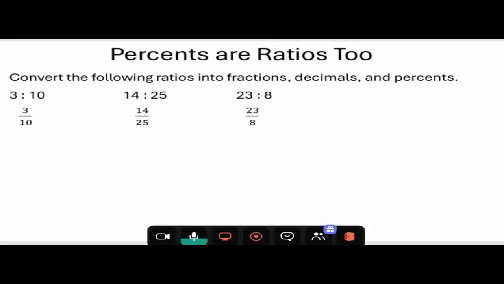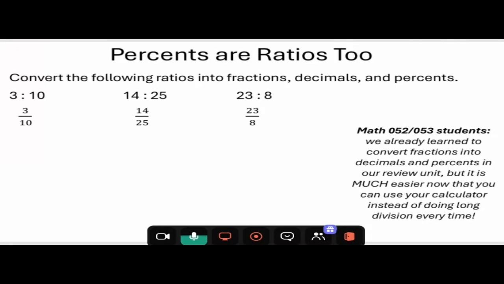Now, how do we get these into percentages? Recall that we actually already learned how to turn fractions into percents while we were doing our review unit. We had to do long division at that point, but hooray, if you're doing this chapter in Math 052 or 038, or you're in Math 053, you no longer need to do this particular one with long division.